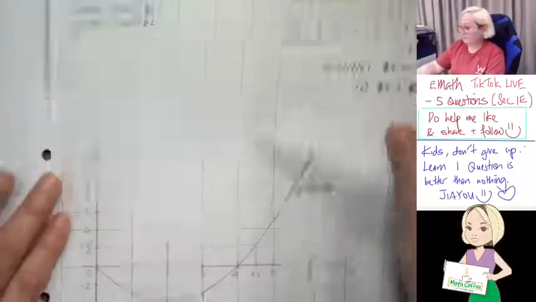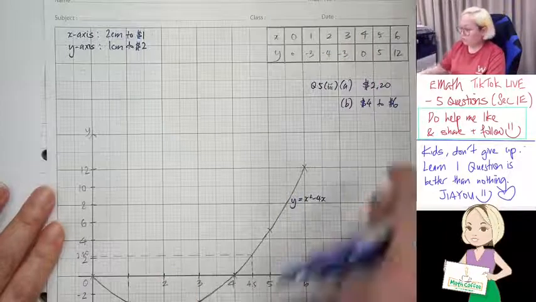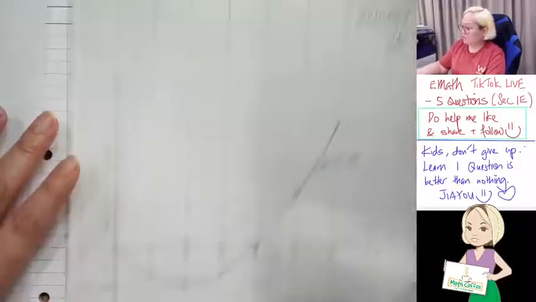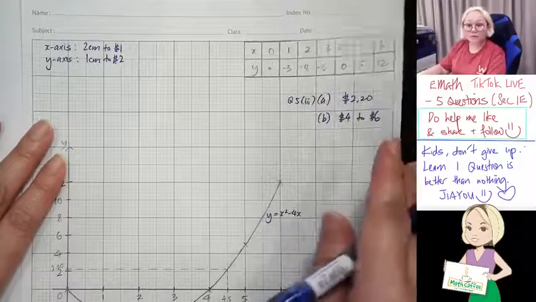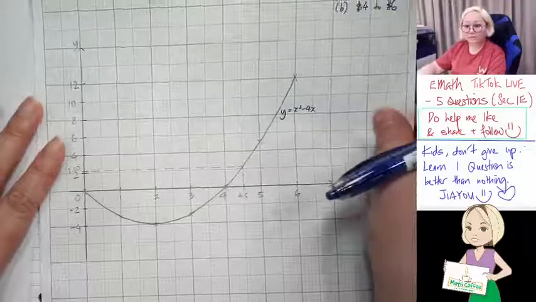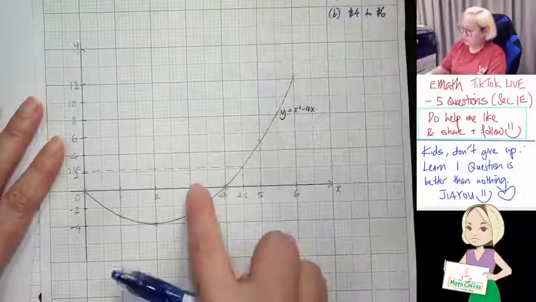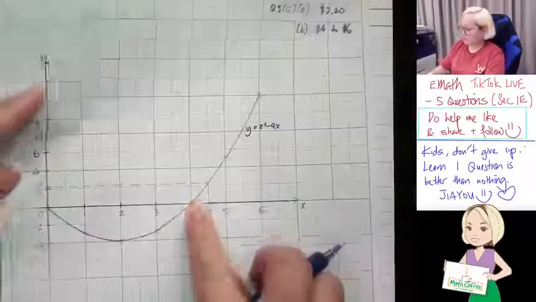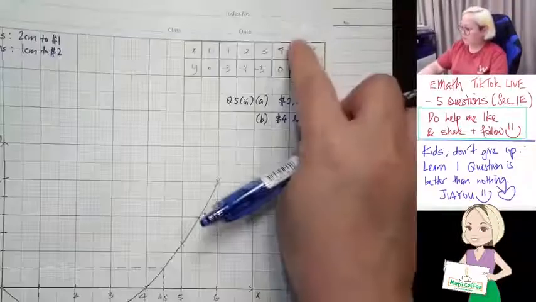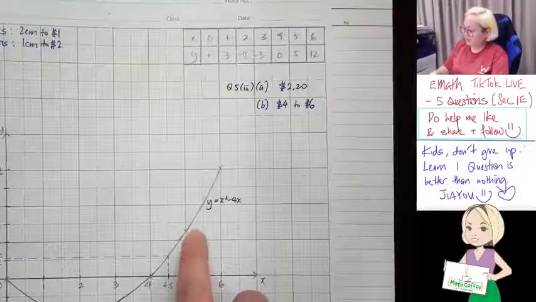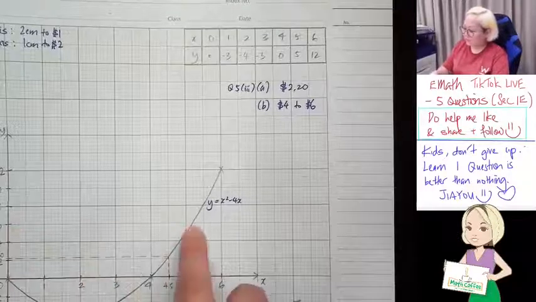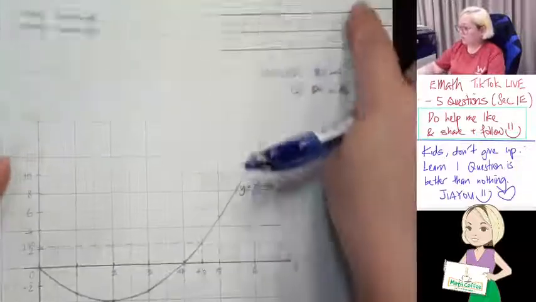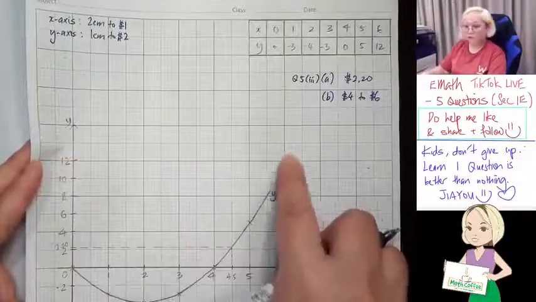Next is 2 and negative 4. So go to my 2, negative 4, mark a cross. Next is 3, negative 3, mark a cross. Next, 4 and 0. Next, 5, 5. 5 is between 4 and 6, so it's in the middle, put a cross. The last point, 6 and 12. So you mark it up.